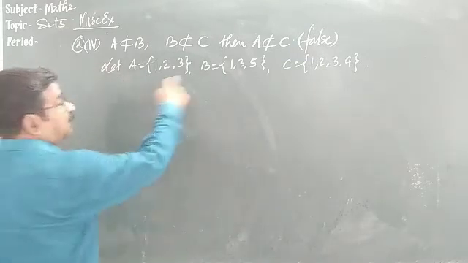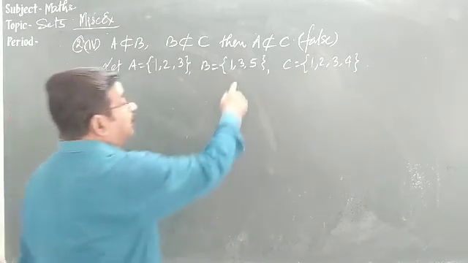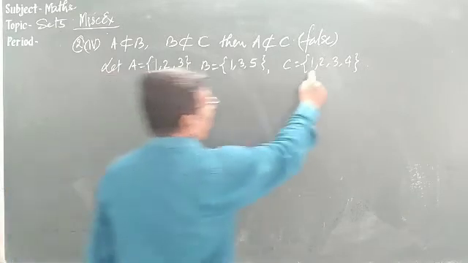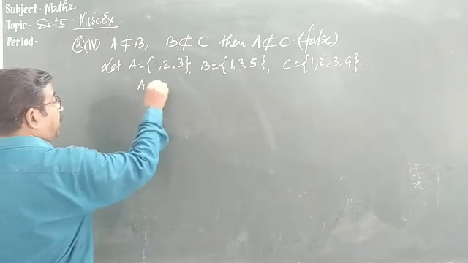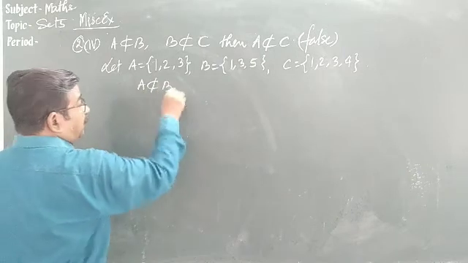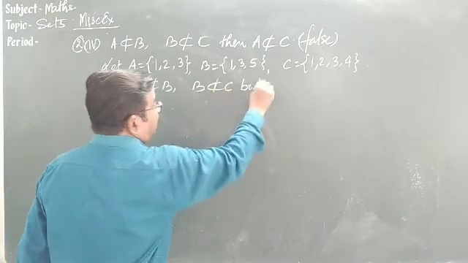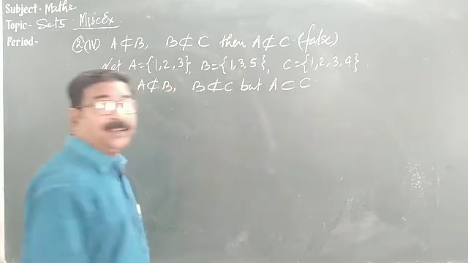See, A is not a subset of B. Clearly, B is not a subset of C. But you see, 1, 2, 3 is found here in C. So A is a subset of C. So here A is not a subset of B, B is not a subset of C, but here what we have? A is a subset of C. This is why it is false.